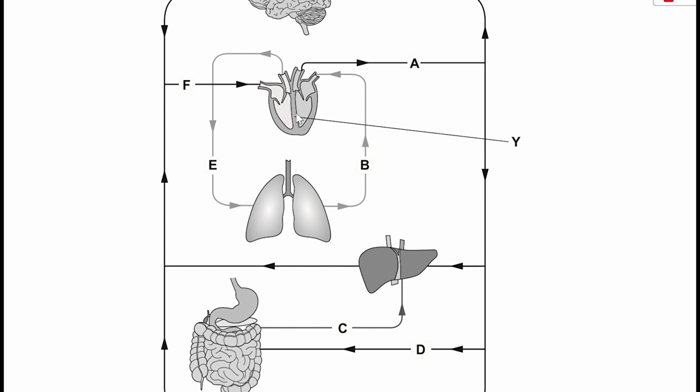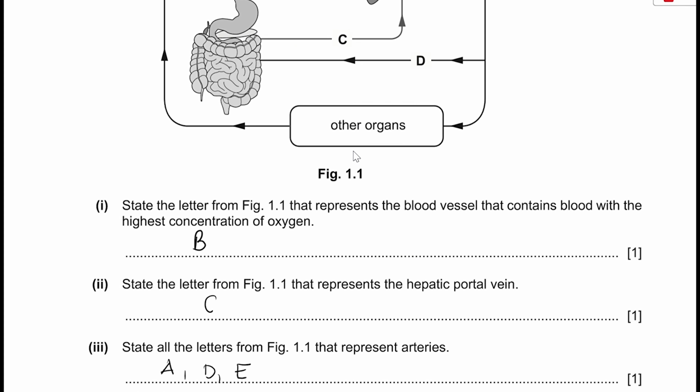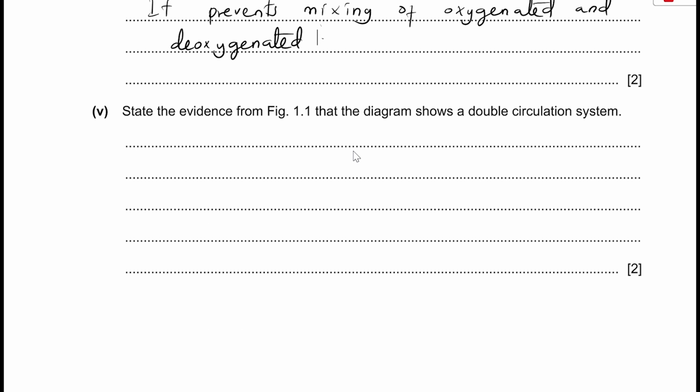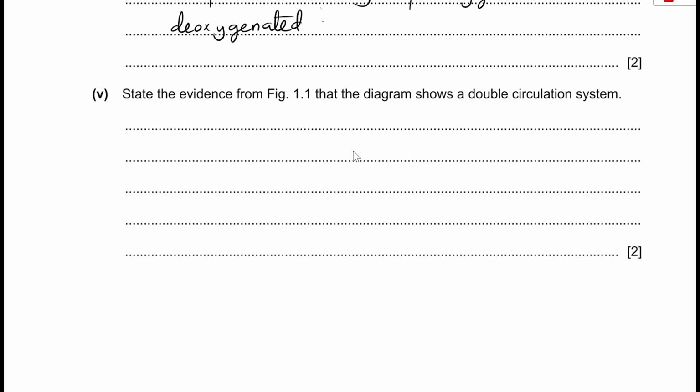We have a loop, this one here, which is entering through blood vessel F. This is a loop for the oxygenated blood. And then we have this one here, which is leaving through blood vessel A. This is a loop for oxygenated blood. So we can say that it proves that it is double circulation because blood is flowing through the heart twice, and we have a loop that is filled with oxygen, and we have a loop that is filled with what? With carbon dioxide. So here we'll say that blood flows through the heart twice.